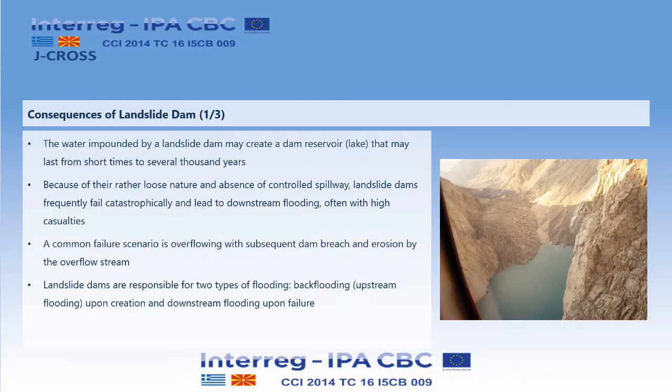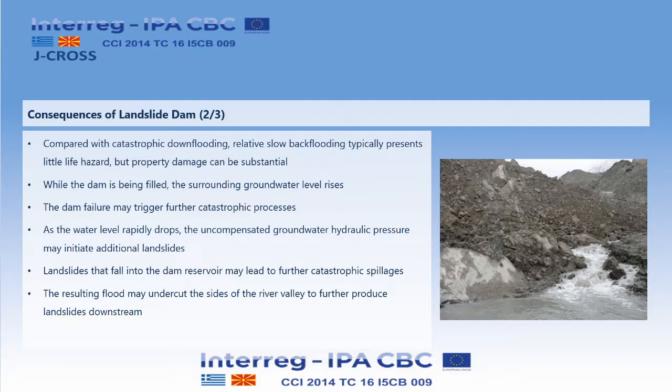A common failure scenario is overflowing with subsequent dam breach and erosion by the overflow stream. Landslide dams are responsible for two types of flooding: backflooding, upstream flooding, upon creation, and downstream flooding upon failure. Compared with catastrophic downflooding, relative slow backflooding typically presents little life hazard, but property damage can be substantial. While the dam is being filled, the surrounding groundwater level rises.